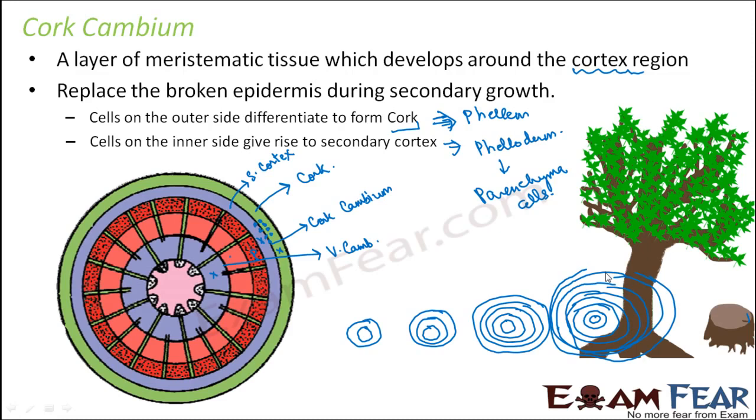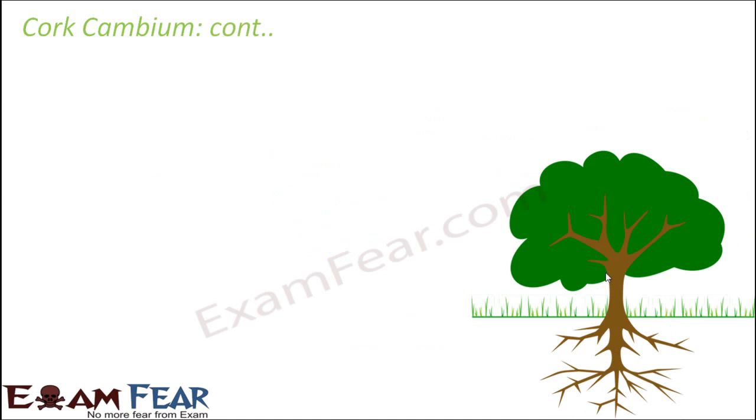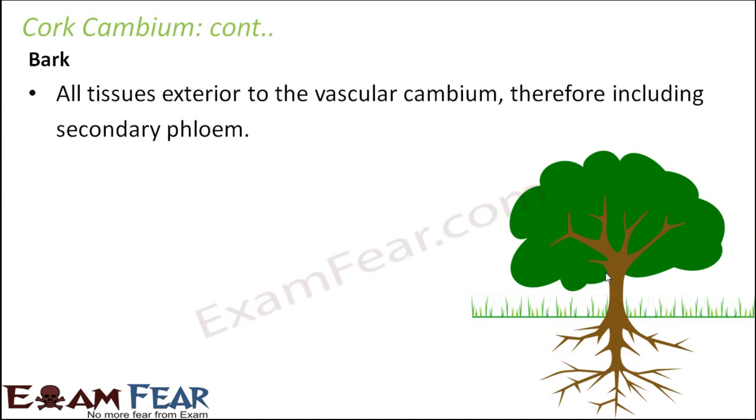So those differences will be there, but otherwise the concept of secondary growth will remain the same. Now talking about cork cambium, we often use the term bark. What is bark? Bark is nothing but all tissues exterior to the vascular cambium, therefore including the secondary phloem, anything that is outside the vascular cambium.